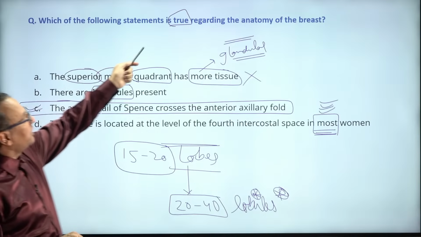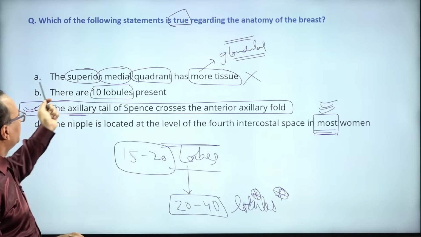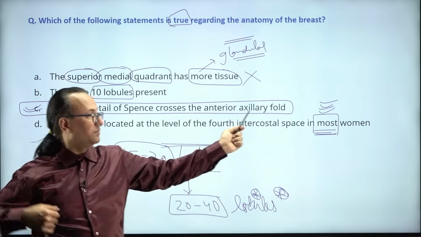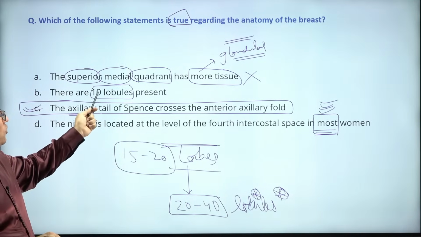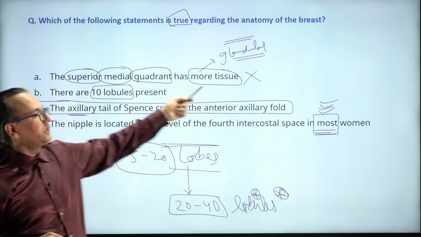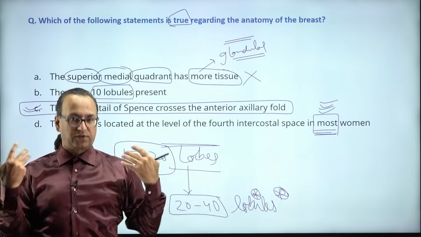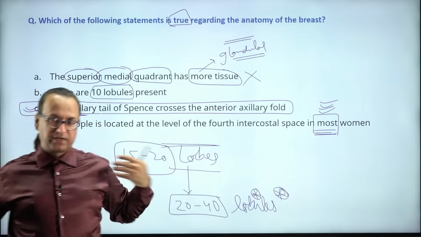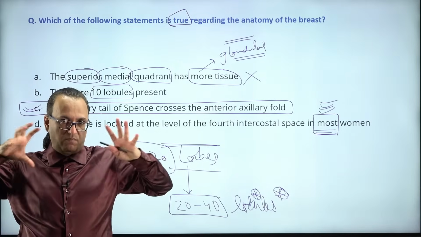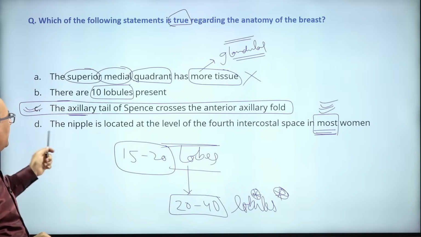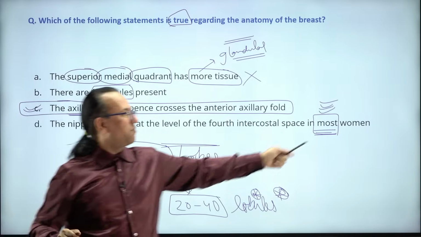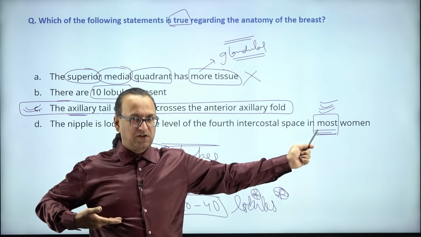In this question, asking for the true statement regarding the anatomy of the breast, the true statement will be the axillary tail of Spence crossing the anterior axillary fold to reach the axilla. Otherwise, 10 lobes, no, 15 to 20 lobes. And superior medial quadrant has more tissue, no, it is upper and lateral, superior lateral which has more tissue. That is where you have the axillary tail of Spence also, so much that it enters the axilla itself. Superior lateral is more bulky, more glandular. And nipple, this is an okay statement, but it is controversial because if you say most women, then it is at a lower level.